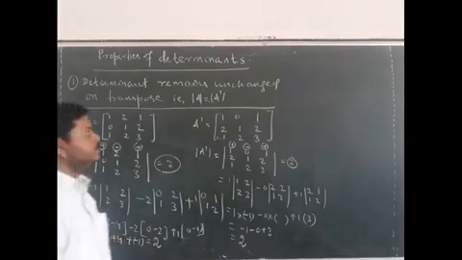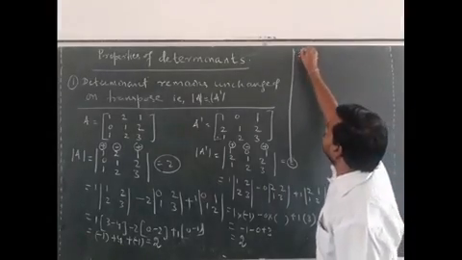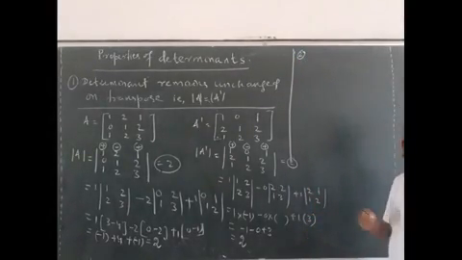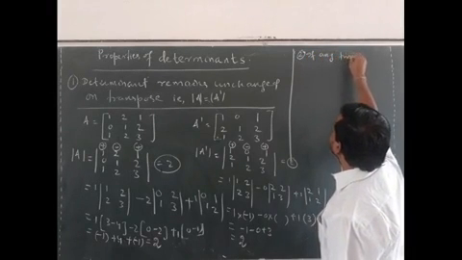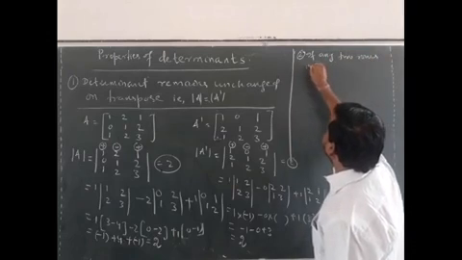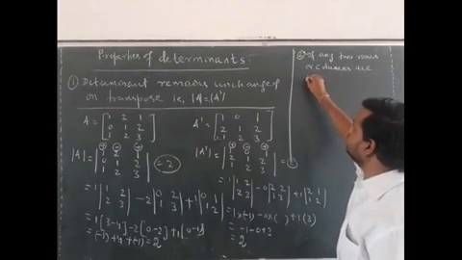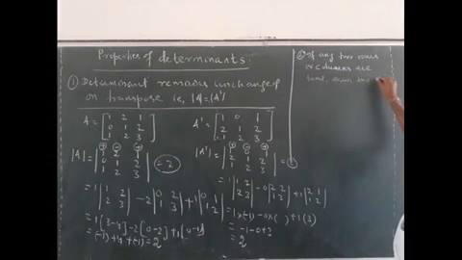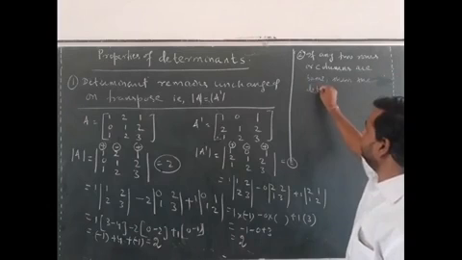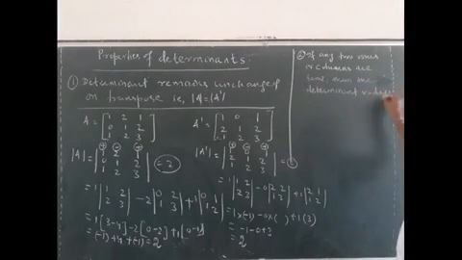Next, let me proceed to the second property. This is a very important one: if any two rows or columns are identical, meaning the same, then the determinant value becomes 0.